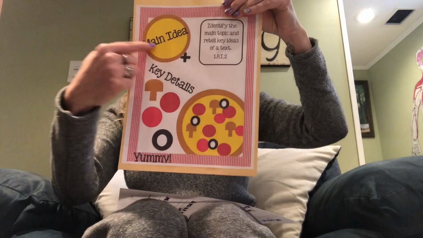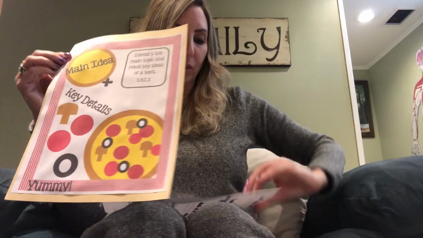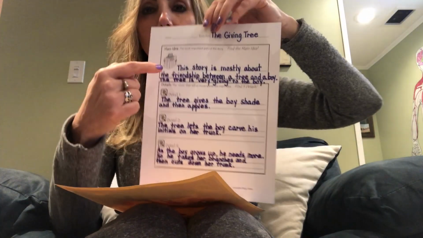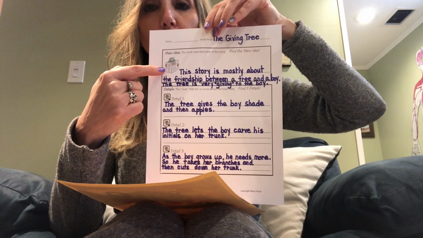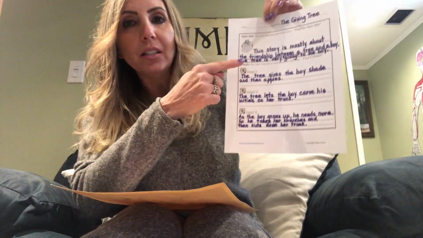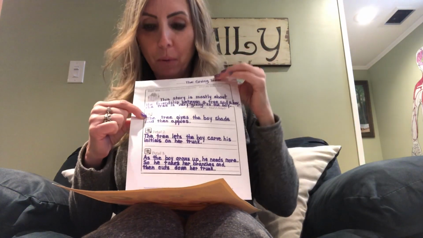The main idea of this story is about friendship between the boy and the tree, right? And the tree is very giving to the boy. So that is our main idea right here. And that's what I put right up here for what the story is mostly about. Now, everything else is a detail. Like this could be your pepperoni, your olives, your pepper.